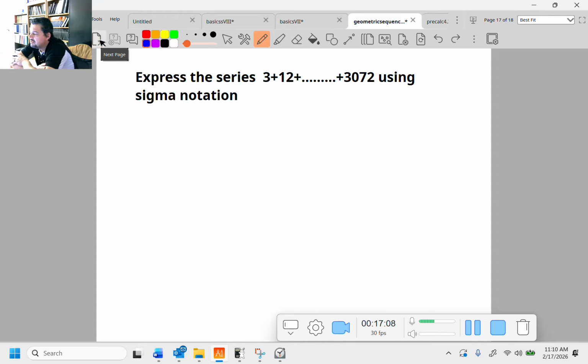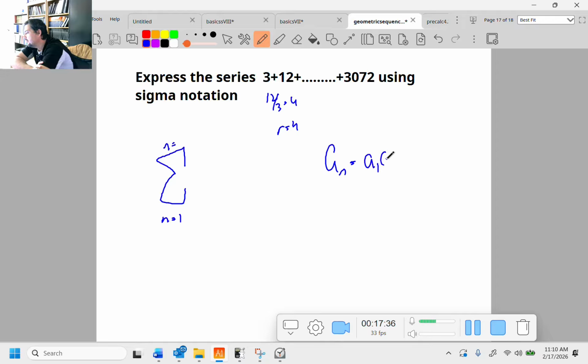All right, express the series 3 plus 12 plus, all the way to 3072, using sigma notation. N equals 1. Okay. Is it geometric or arithmetic? This is definitely geometric because 12 over 3 is 4. So the ratio is 4. The nth term is the first term times the ratio to the n minus 1. So I know that the first term is 3, the ratio is 4, n minus 1. That goes here.